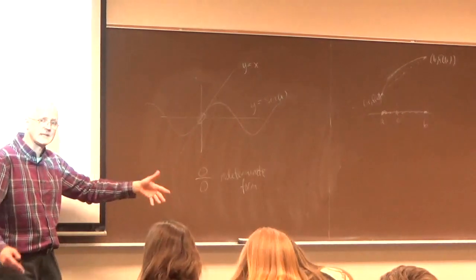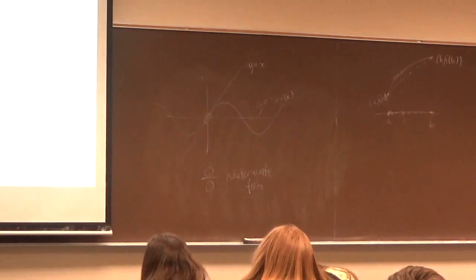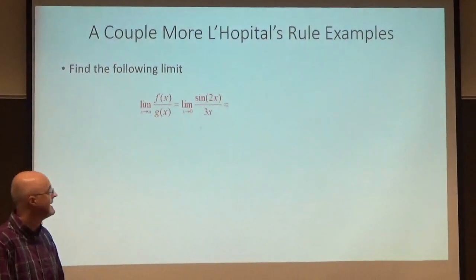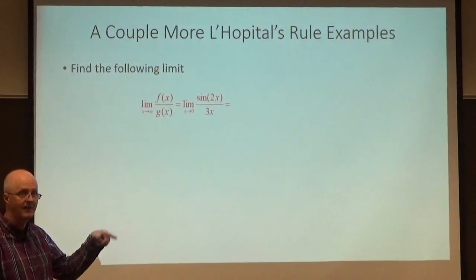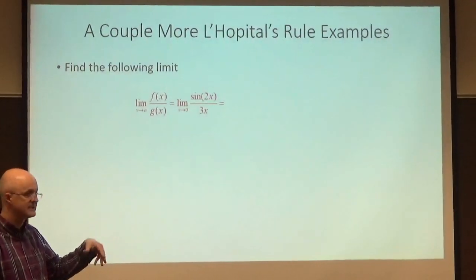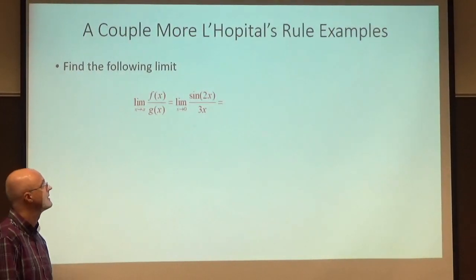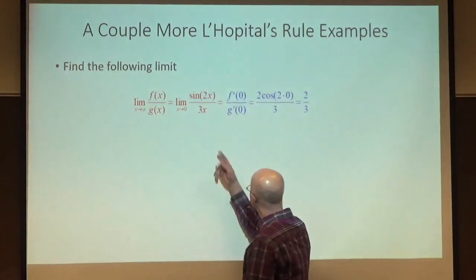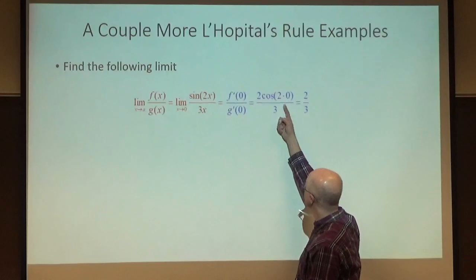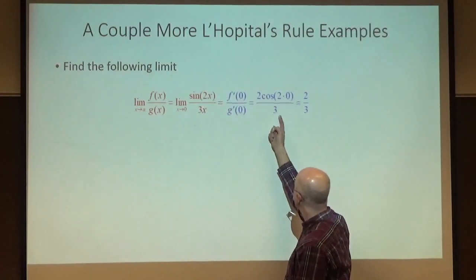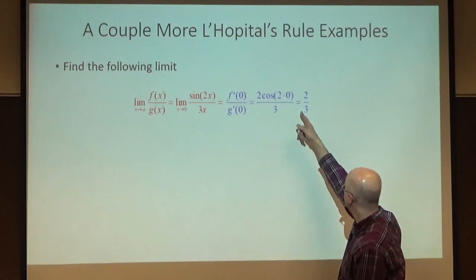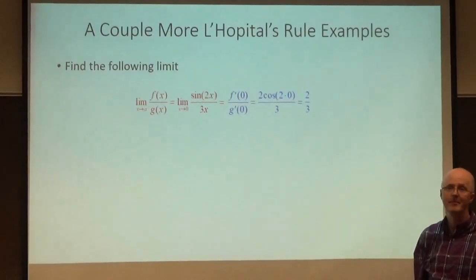And what it says to do in this simplest of situations, there are more complicated situations where this doesn't quite work, is take the derivative of the top and the derivative of the bottom, plug in 0, and form a new fraction, like this. The derivative of sine of 2x is 2 cos 2x. The derivative of 3x is 3. Plug 0 into both of those functions. Once again, cosine of 0 is 1. So the final answer here is 2/3.